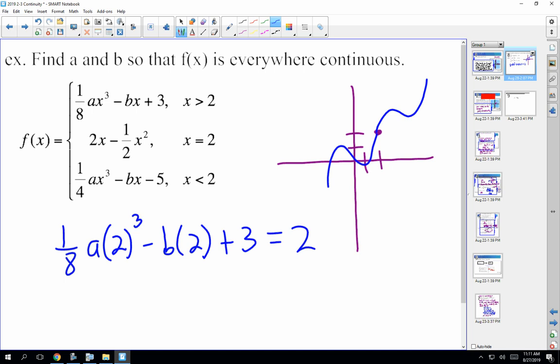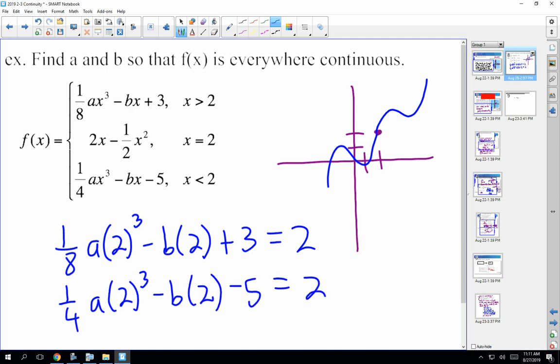And then this guy right here has to also equal 2, okay? And all of that is based on what I get when I plug in 2 there. It's like, here's the y coordinate, it must all meet up at that point to be continuous. And that's it.